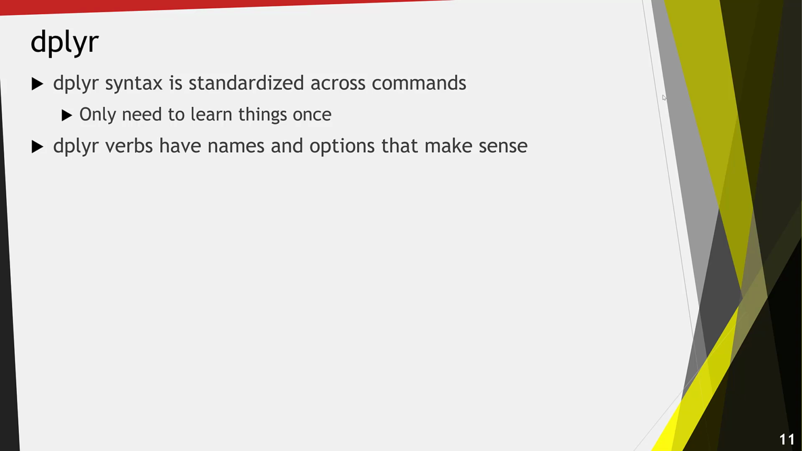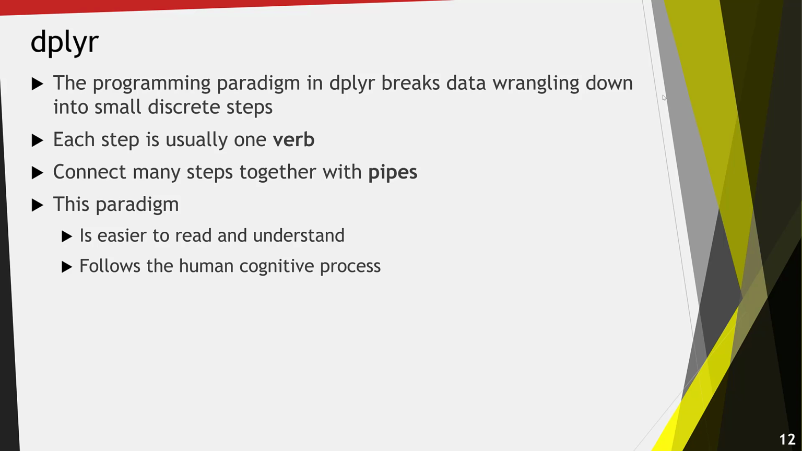In particular, the dplyr syntax is standardized across commands. This means you only need to learn things once to be able to utilize many commands. Likewise, dplyr verbs, which is a concept we'll cover in the next video, have names and options that just make sense, so they eschew esoteric computer jargon. In addition, the dplyr programming paradigm breaks data wrangling down into small, discrete steps. Each step is usually one verb, and you're going to connect many steps together with pipes.